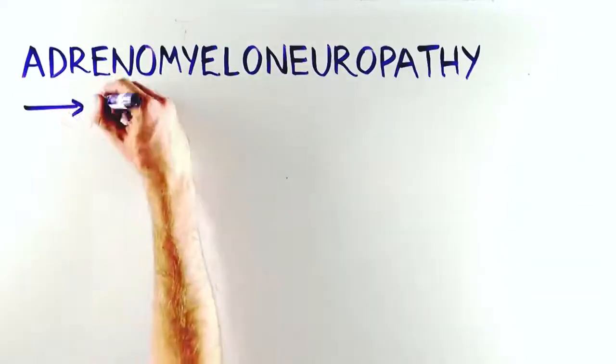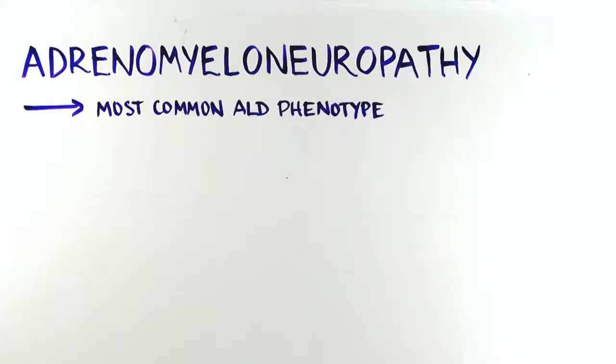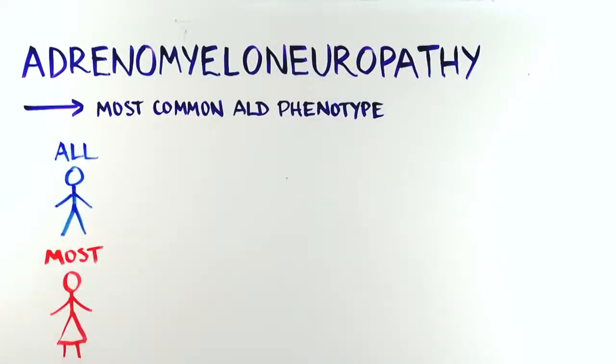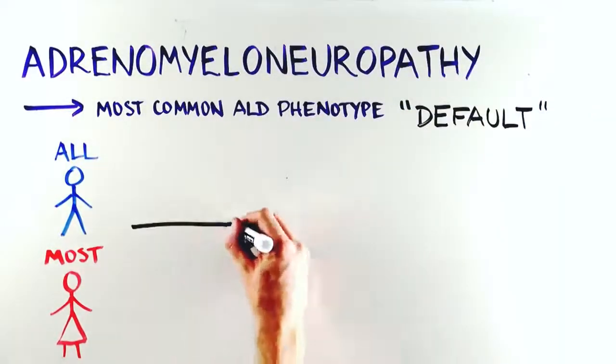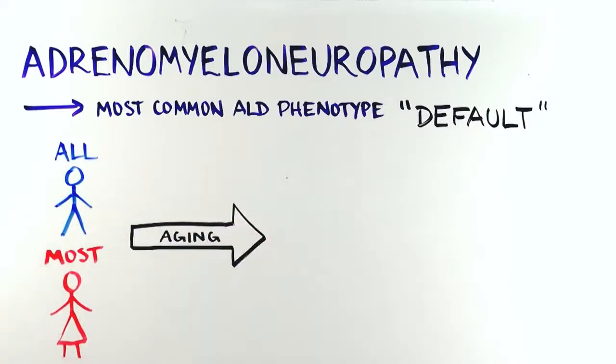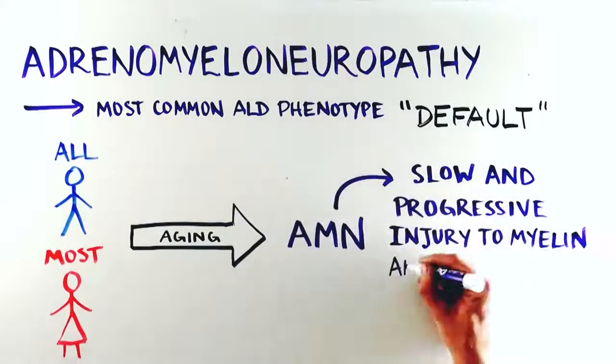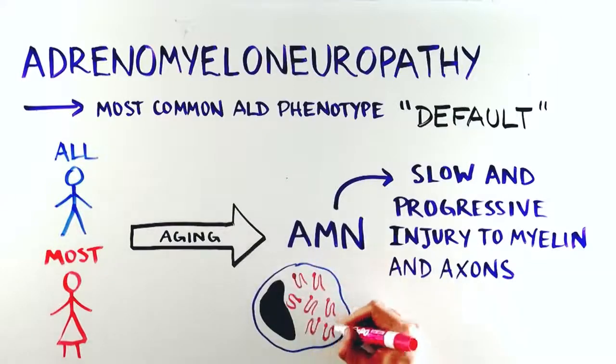Adrenomyeloneuropathy, or AMN, is the most common ALD phenotype. It affects all men and most women by the time they reach their late 40s. In this sense, it is considered the default form of ALD. In other words, whether you are a man or a woman with ALD, if you live long enough, you will eventually develop AMN. AMN results from slow and progressive injury to the myelin and axons of the spinal cord and nerves because of VLCFA accumulation.